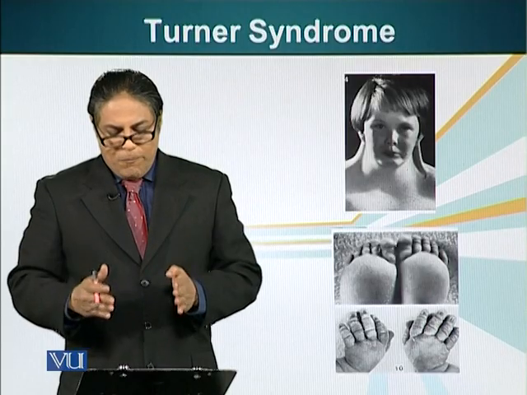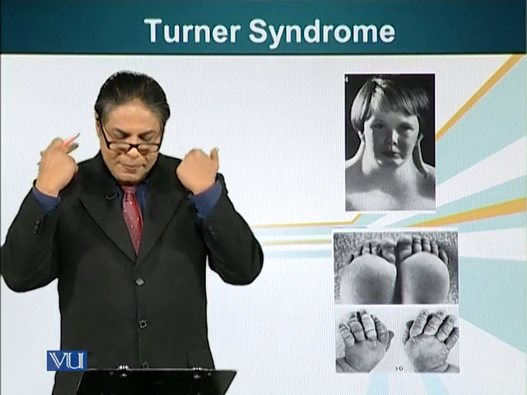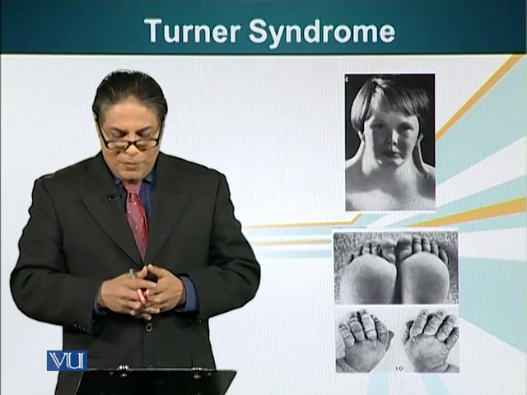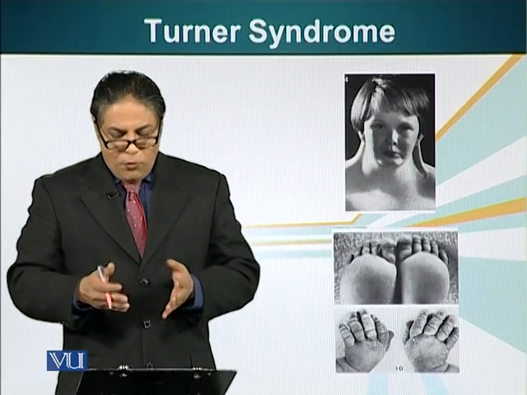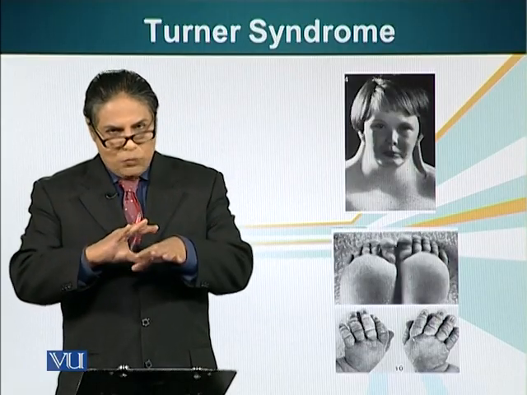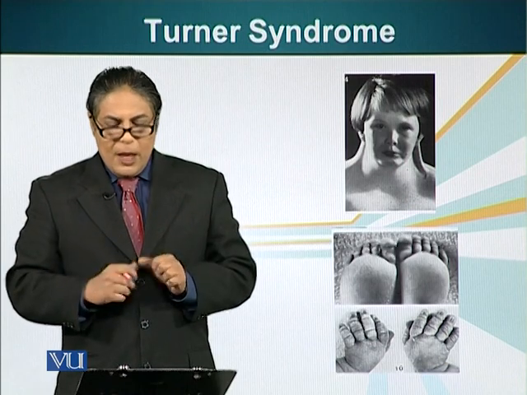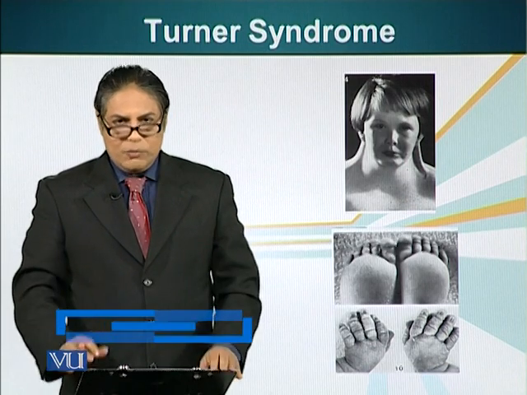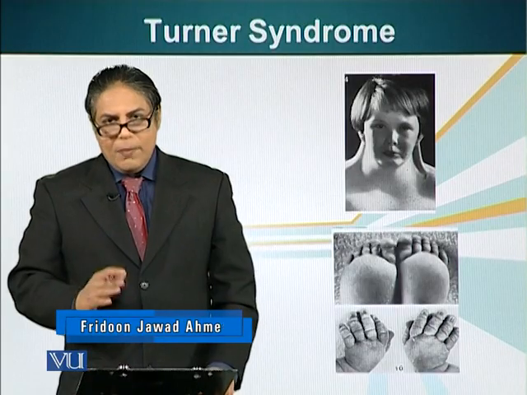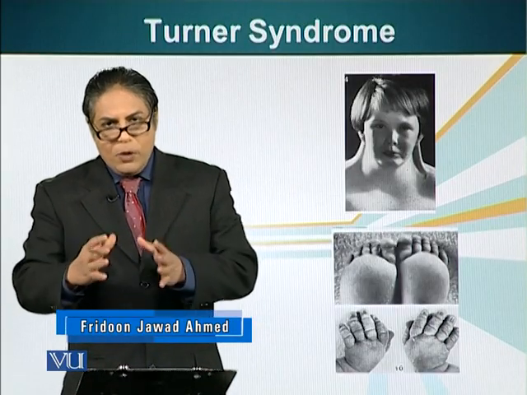You can see in the top photograph the webbing of the neck. That's a typical feature of people with Turner syndrome. The lower two photographs show lymphedema, meaning swelling of hands and feet. So this concludes our discussion of genetics and clinical genetics. We will now talk about how DNA replicates.